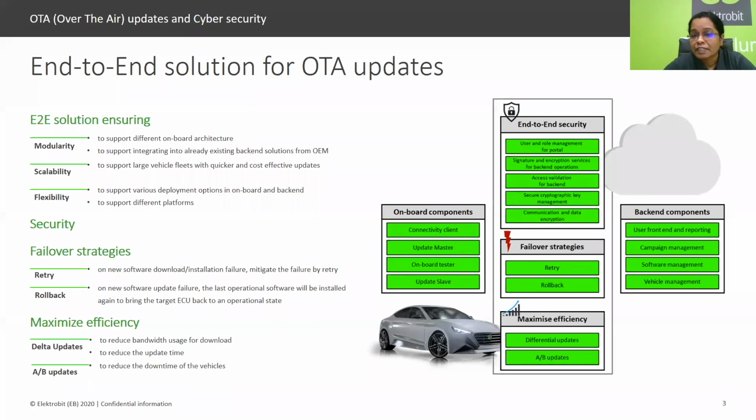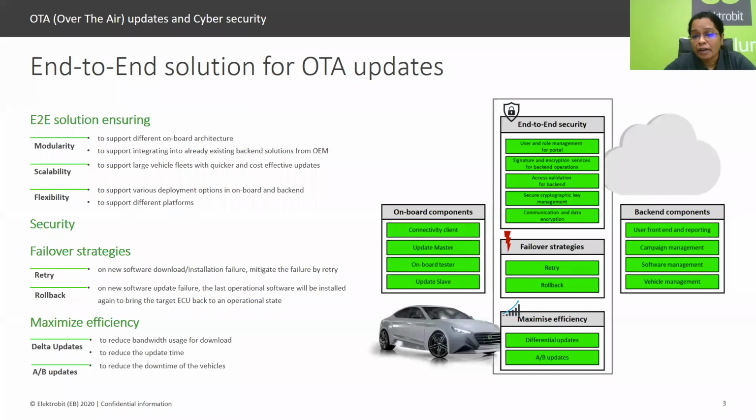And this results in the campaign creation. To create the campaign, we have to know the fleet of the vehicles, the details of the vehicles. And this is the need for the vehicle management service in the backend. And we have to understand the current version of the software in the ECU and what is the version of the software to be updated.